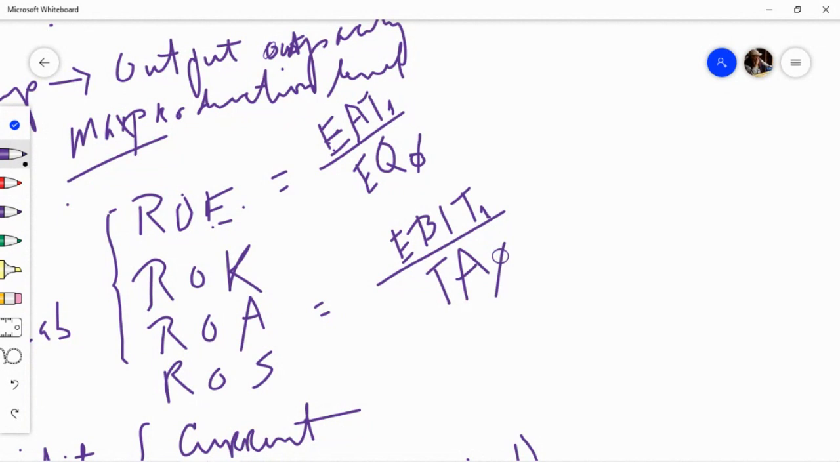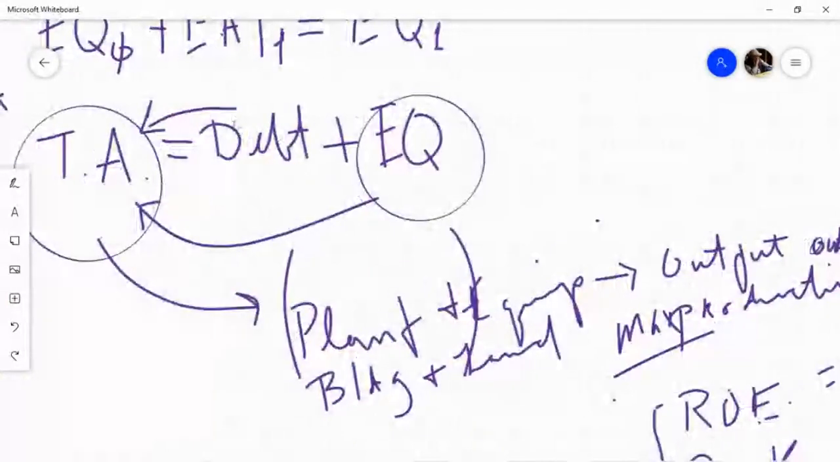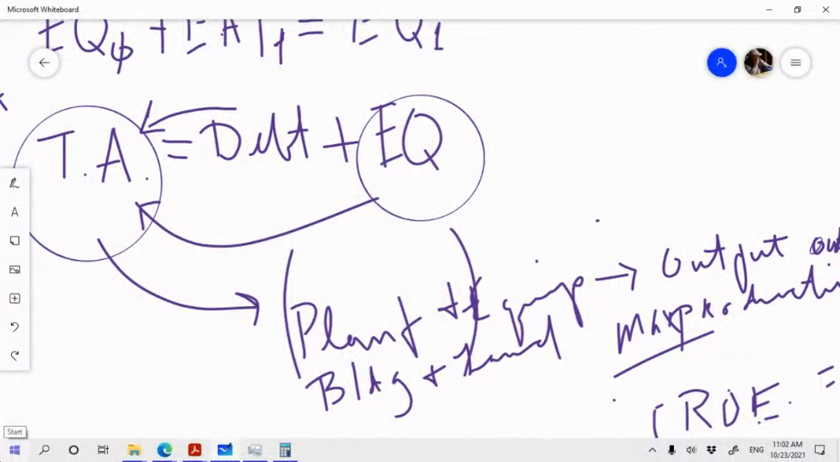Now, I explained the difference between capital and assets last time. Capital means only, look, assets are debt plus equity, right?